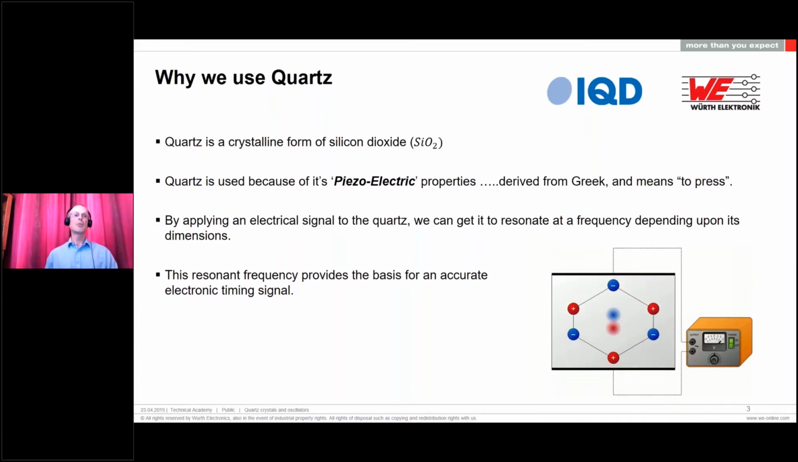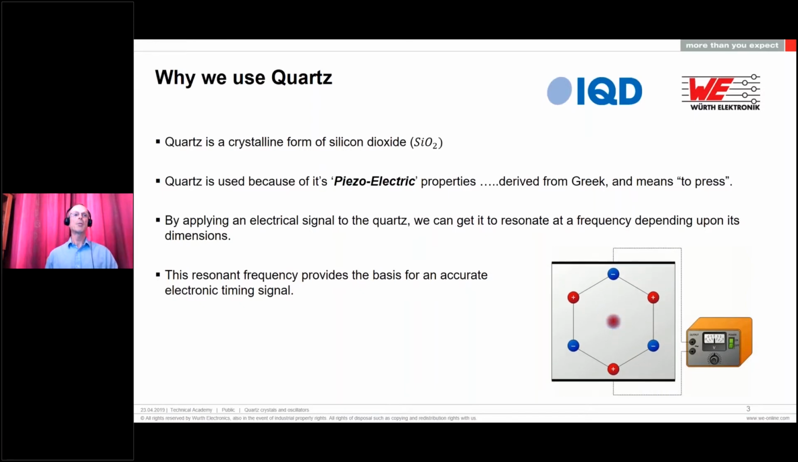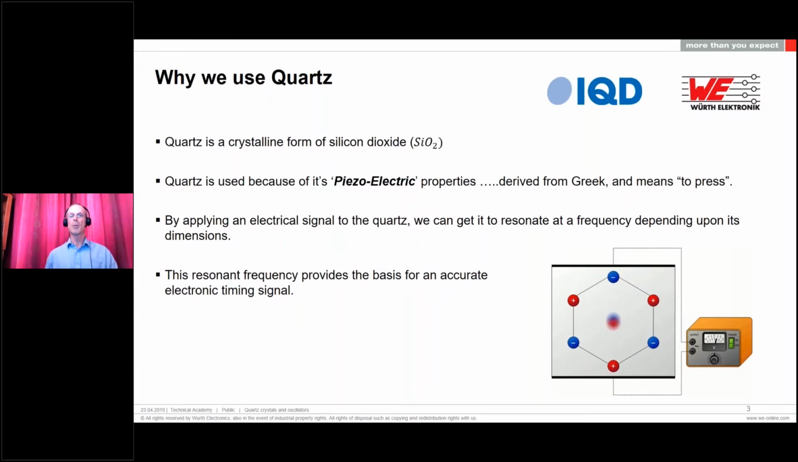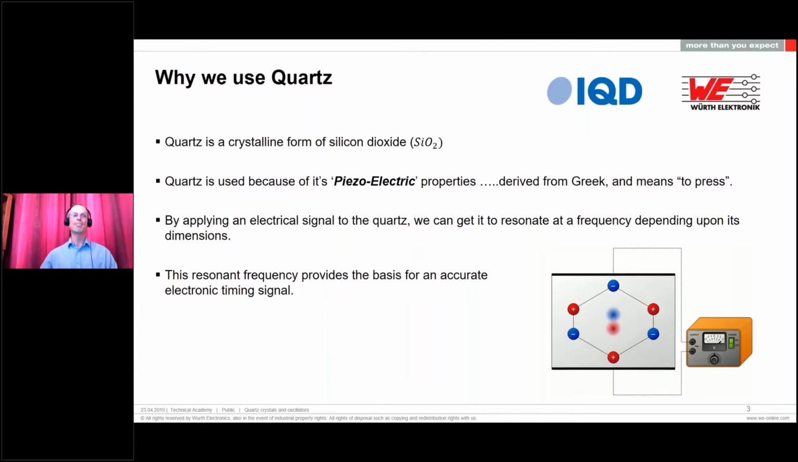By applying an electrical signal to the quartz, we can get it to resonate at a frequency depending on its dimensions. This resonant frequency provides the basis for an accurate electronic timing signal. As you can see from the little animated GIF there, by stretching and compressing, the quartz becomes polarized, and we use this as the basis for our quartz devices.